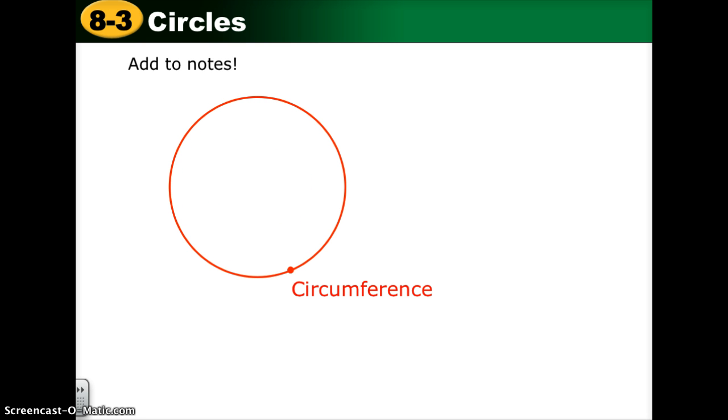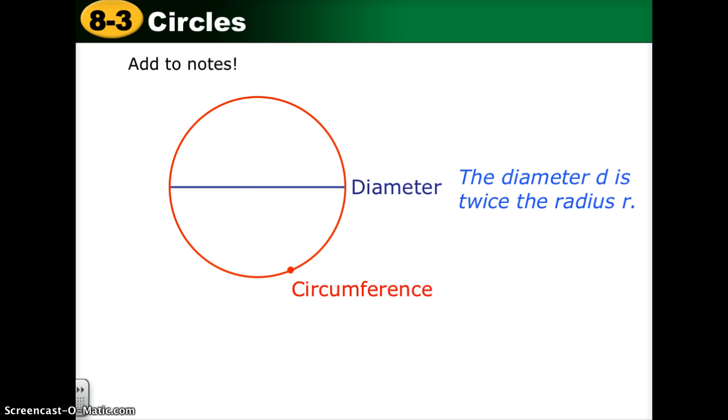Let's make sure we have this in our notes. Circumference is the measure of the entire way around the outside of the circle. Diameter goes through the middle, and it is a straight line all the way across. That can go anywhere in the circle as long as it goes through the center point. The radius would be halfway across, so the diameter is twice the size of the radius.